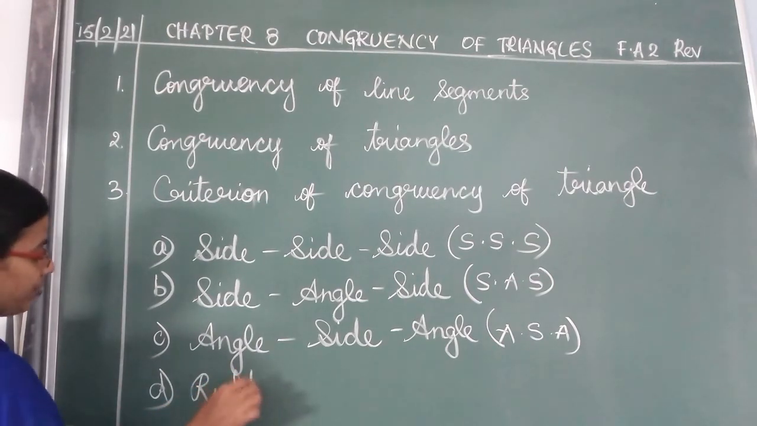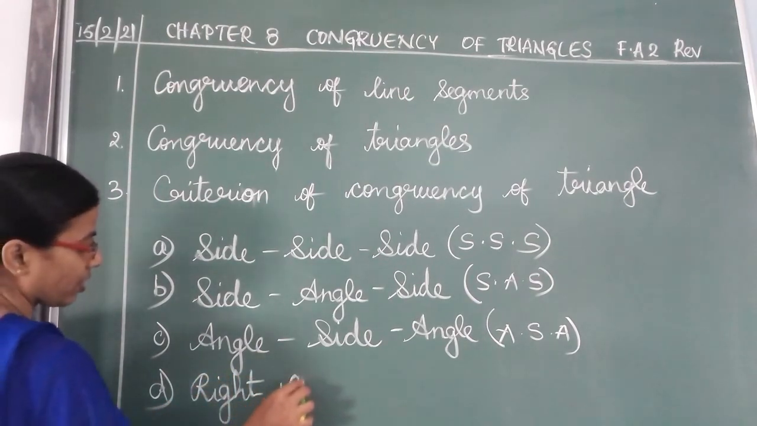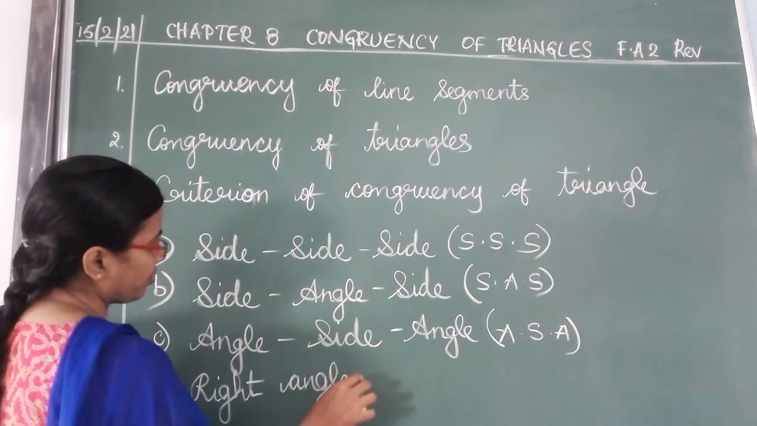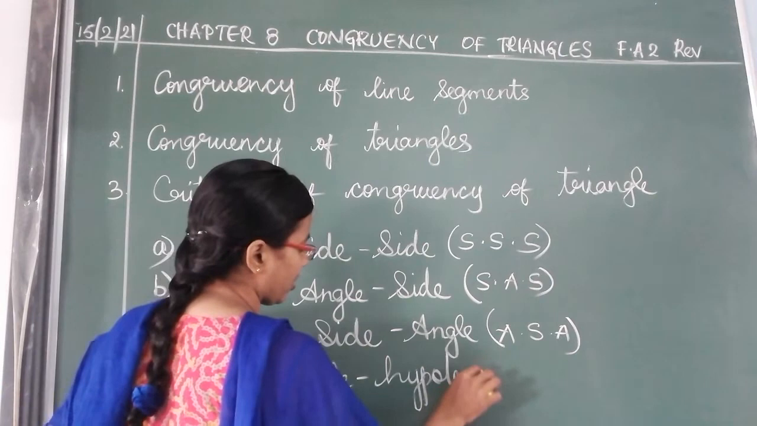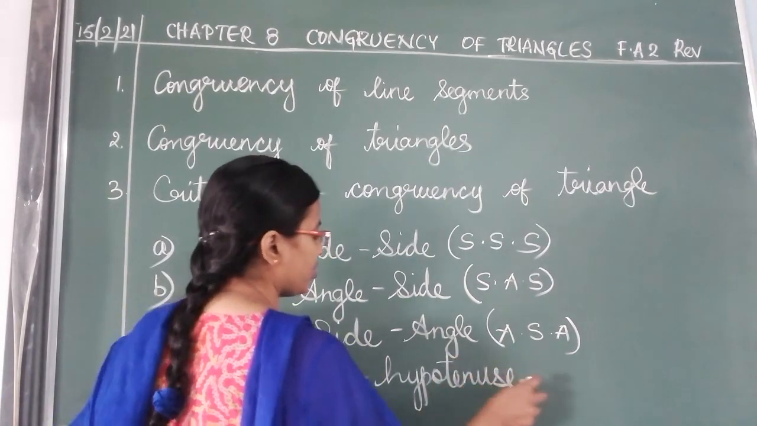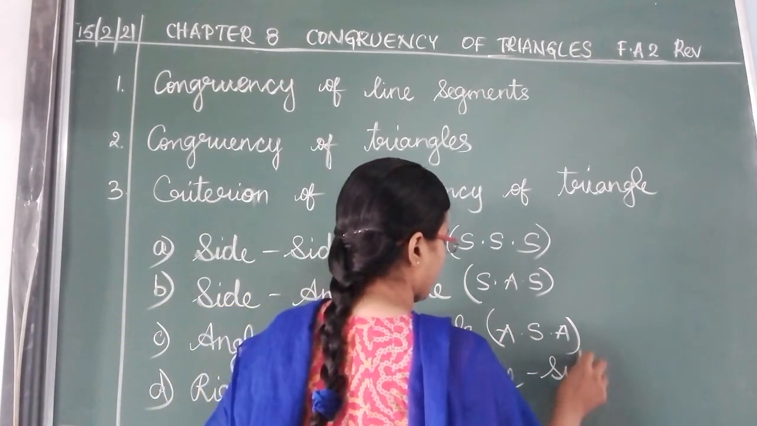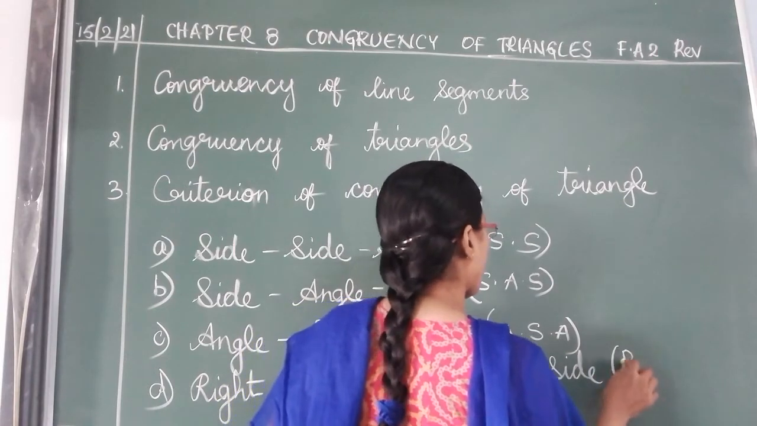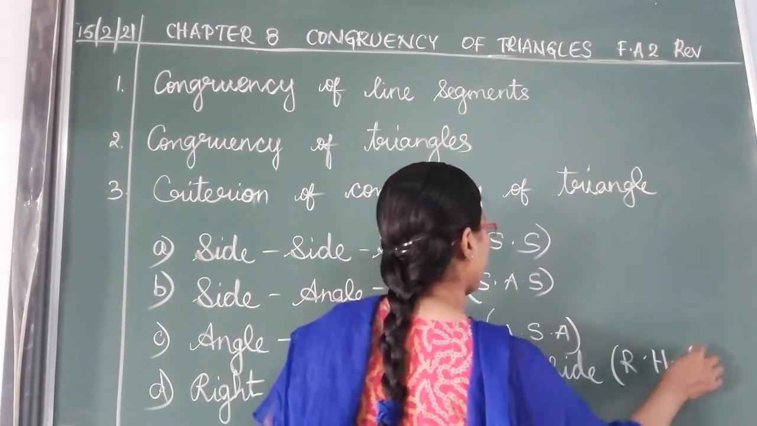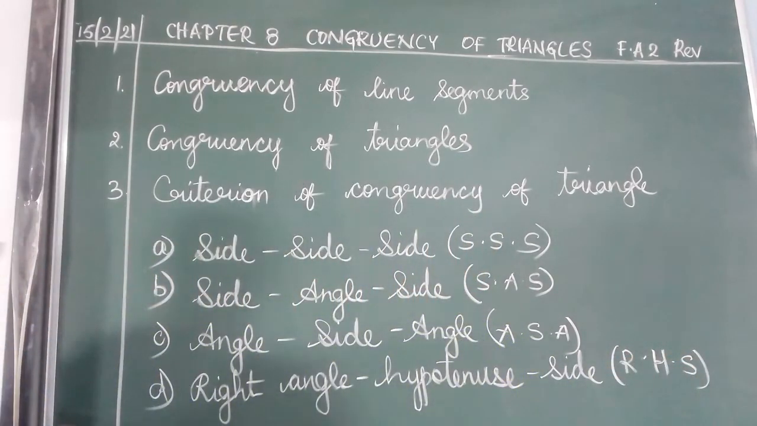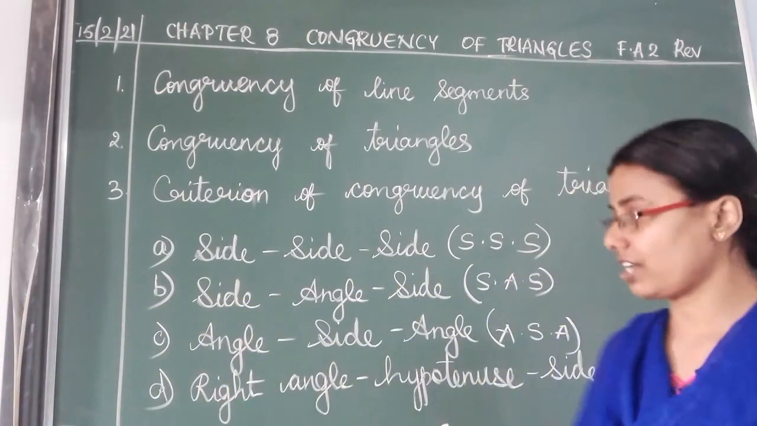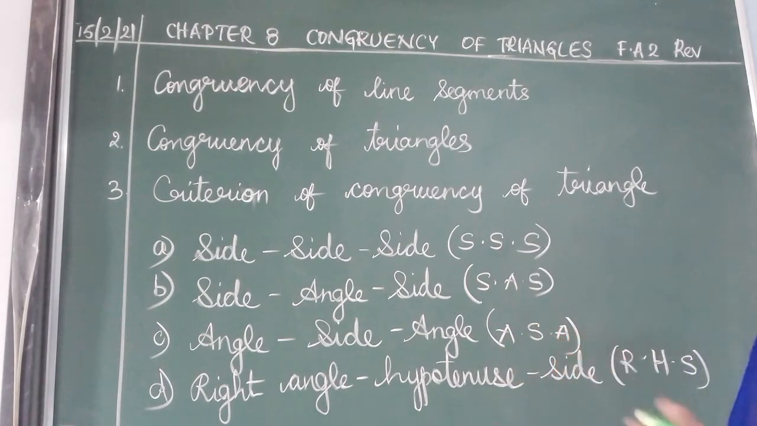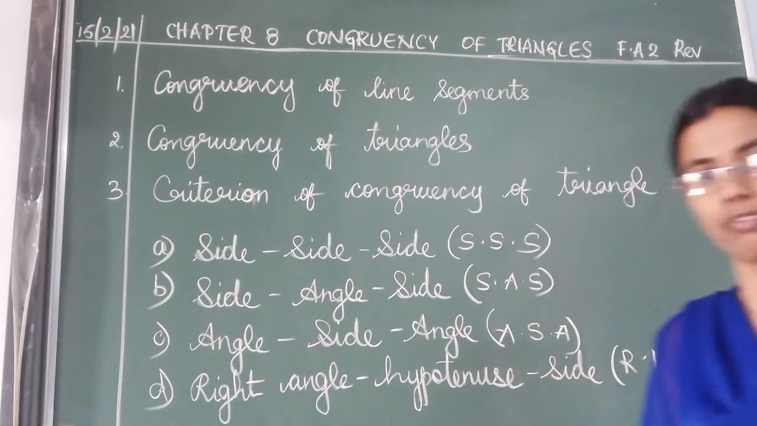right angle, hypotenuse, side. Hypotenuse, side. RHS. Okay. So right angle, hypotenuse, side. These are the criteria for congruency of triangles. This is what we have learned.